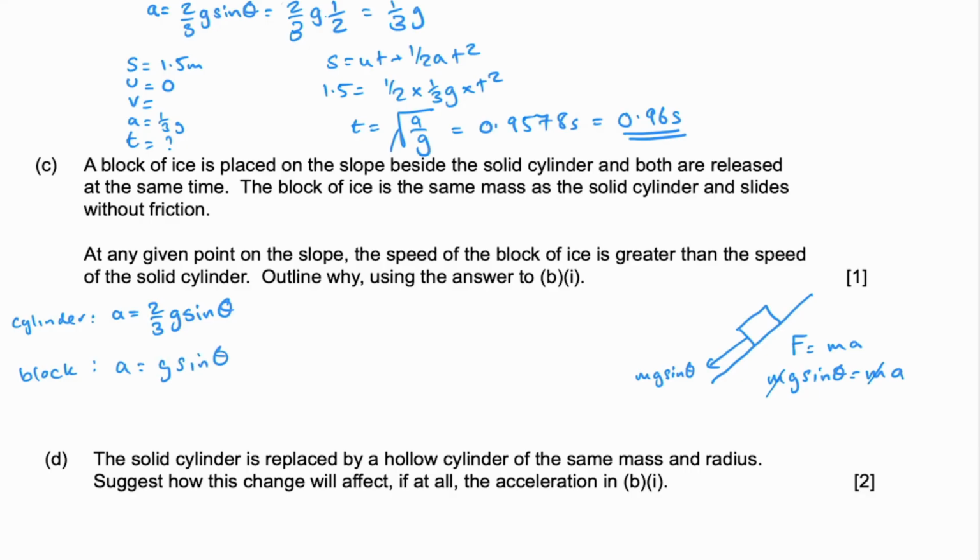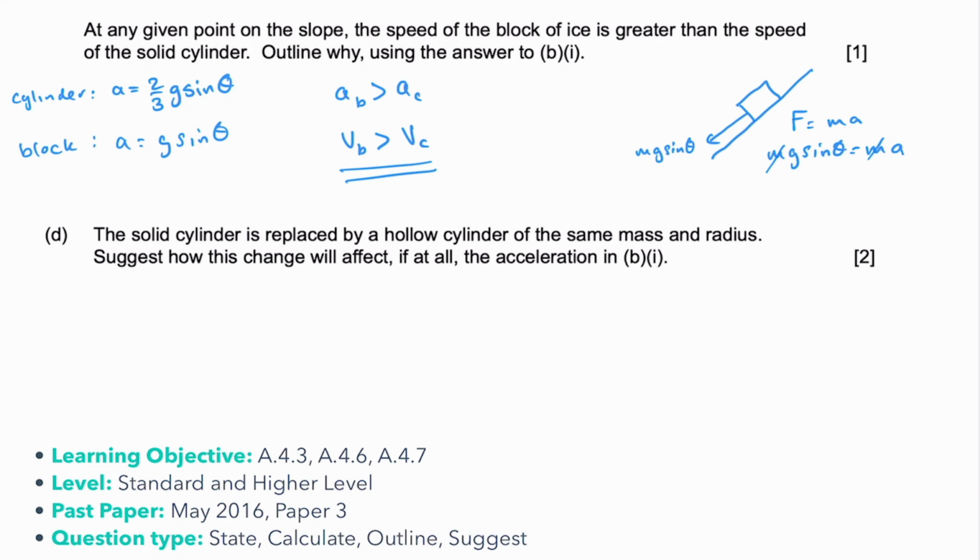That's bigger than 2/3 g sine theta, so a of the block is greater than a of the cylinder at all times. Therefore, if the acceleration is greater and they both start from rest, then the velocity of the block is always going to be greater than the velocity of the cylinder.